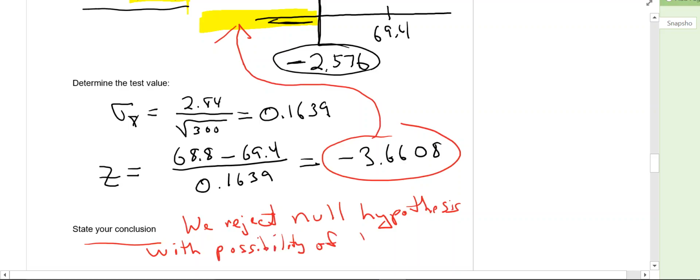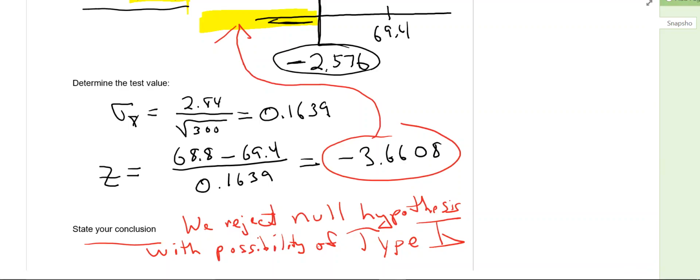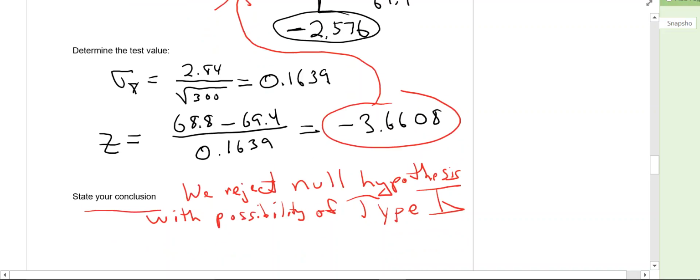of committing a type 1 error. You need to know your errors. Type 1 is rejecting when you should not have rejected. So we did reject, so it's possible that we shouldn't have rejected. But based upon the sample and based upon the level of significance, we're going to reject.